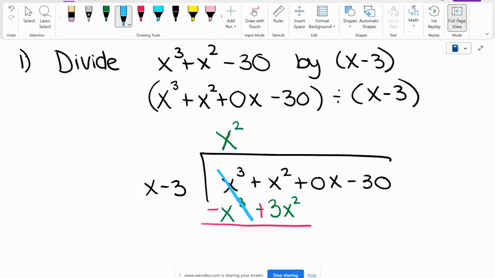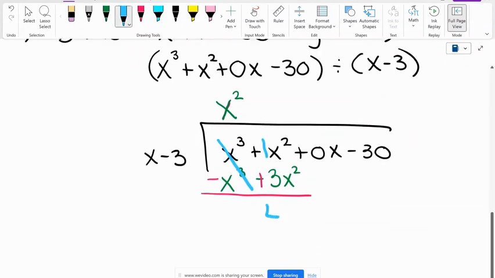And when we do that, the x to the thirds will cancel. And then I'm going to have a 1x squared plus a 3x squared, which is going to give us 4x squared. I'm going to bring down the rest of that dividend, bring it all down.